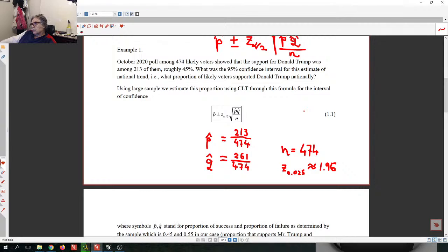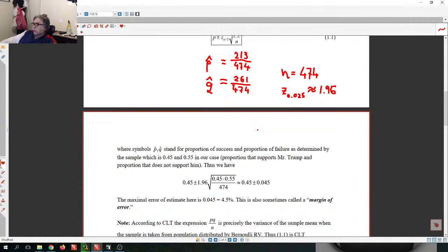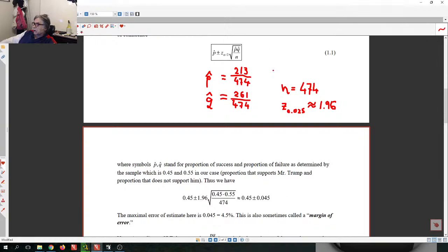There is confidence of Z random variable anywhere between negative 1.96 up to positive 1.96. There will be 95% chance that Z could show up in that interval. Okay, everything is here. The rest is just a simple calculation. So I'm using the formula P hat 213 over 474, or approximately 45%. Every percentage ought to be used in calculation as a decimal number, right? I keep on reminding you about that.